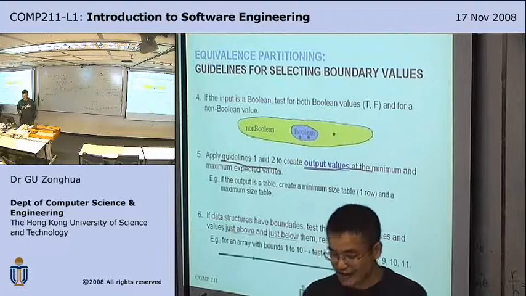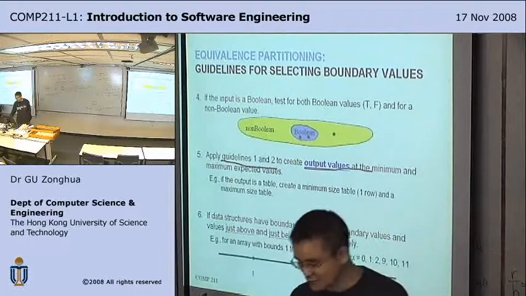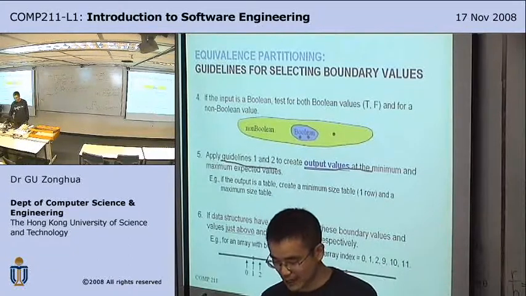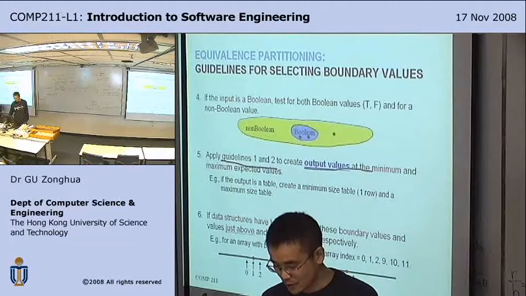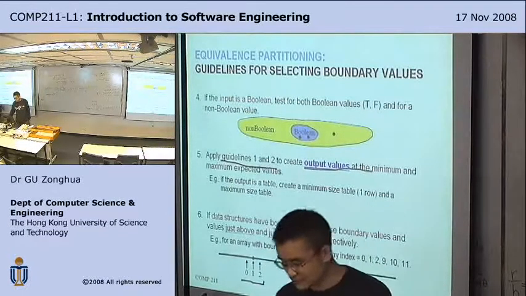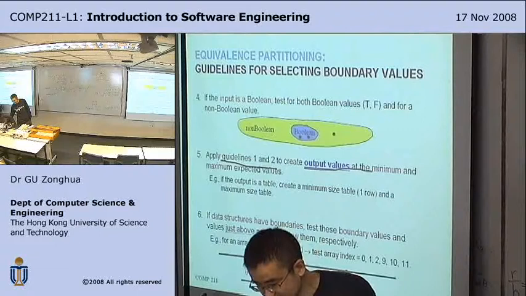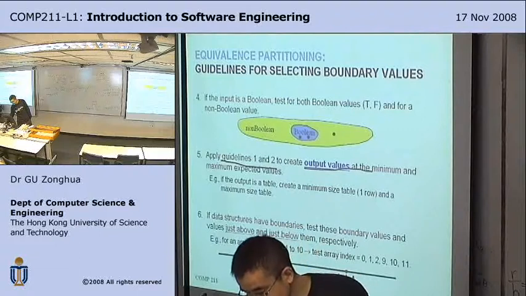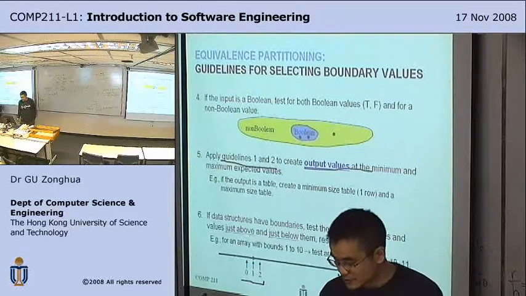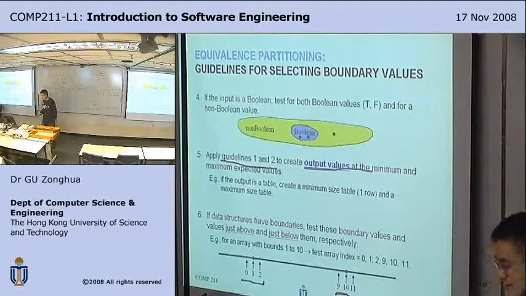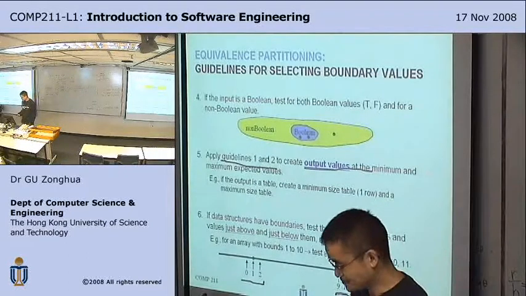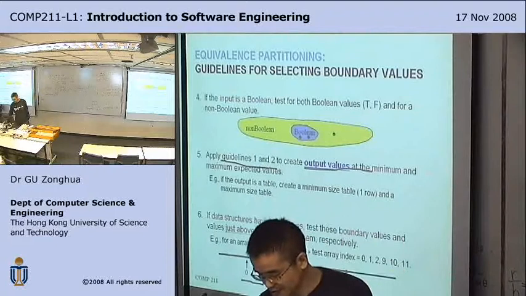So if data structures have boundaries, test the boundary values and values just above and just below them. So if the array has bounds 1 to 10, then test array index 0, 1, 2, based on our principle of testing the boundary values, and 9, 10, 11. Because array out of bounds error is a very typical programming error, so you need to test for those.